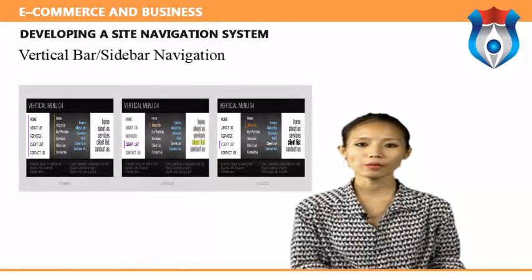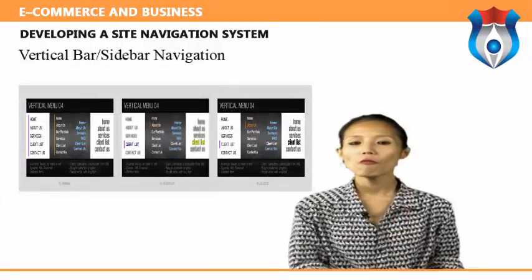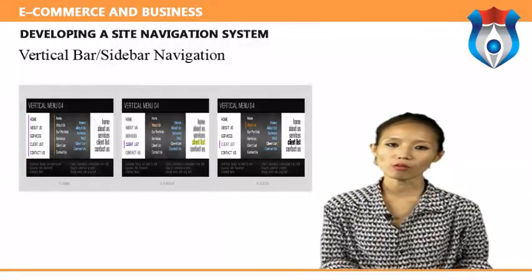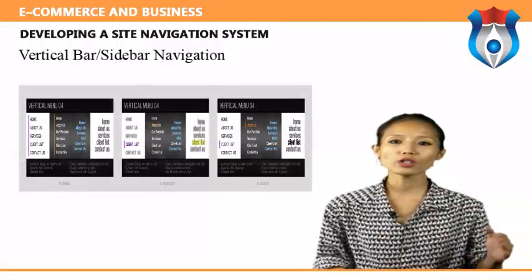Vertical bar, sidebar navigation. Vertical bar or sidebar navigation is when navigation items are arranged in a single column, one on top of another.